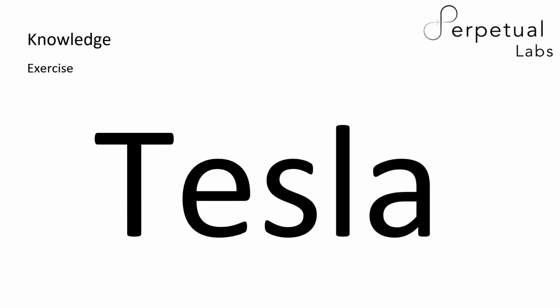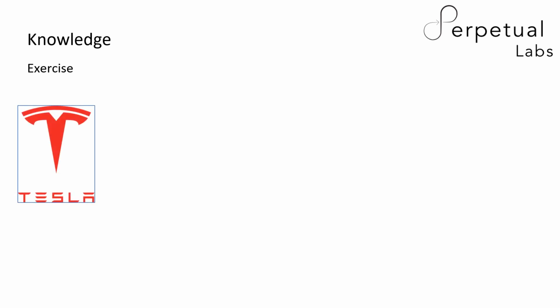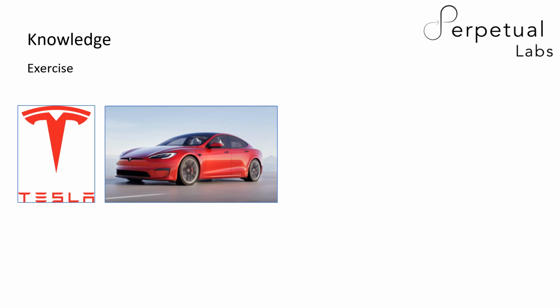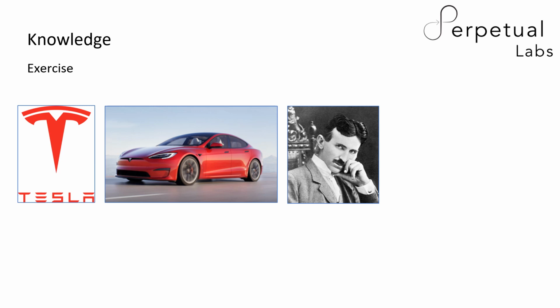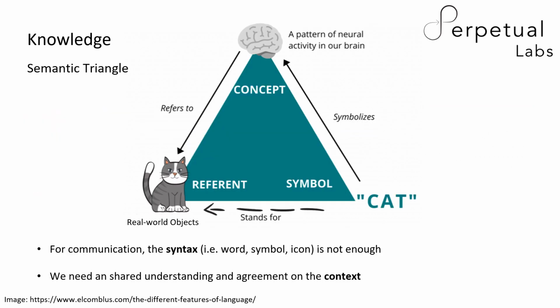Here's another example. Take a look at this word, Tesla. So what does that word mean to you? The word itself symbolises something, but what? Well, you may think of the organisation, Tesla Incorporated. You may think of this particular type of electric car, often referred to simply as a Tesla. You may think of the inventor and engineer himself, Nikola Tesla, or you may think of the SI unit for magnetic flux density. The point is, for communication between two parties to work, the syntax is not enough. We need to be absolutely sure that we are using the same symbols to represent the same concepts and that we have a shared understanding of the context.